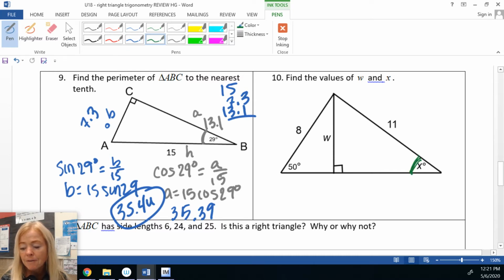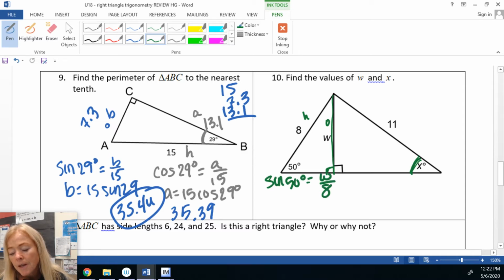So we can't find it first, so we'll have to find W, the length of W first, because on the left triangle we have enough information to do that, whereas on the right we don't yet. So you want to start here with W, which is a leg of this triangle. 8's the hypotenuse. This is the opposite leg. And hypotenuse and opposite leg are sine.